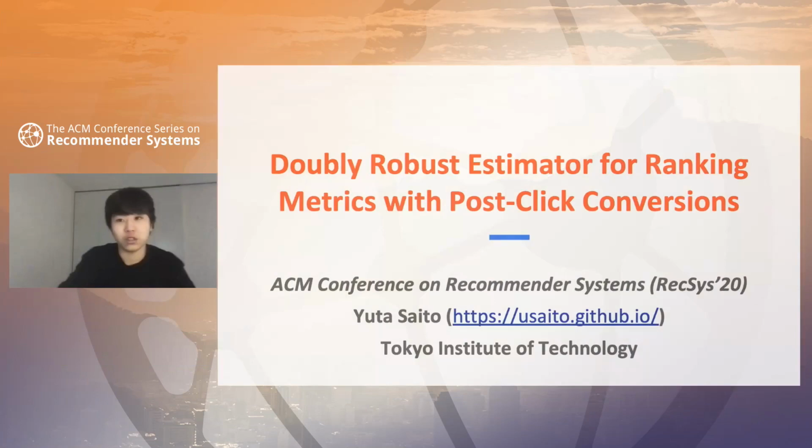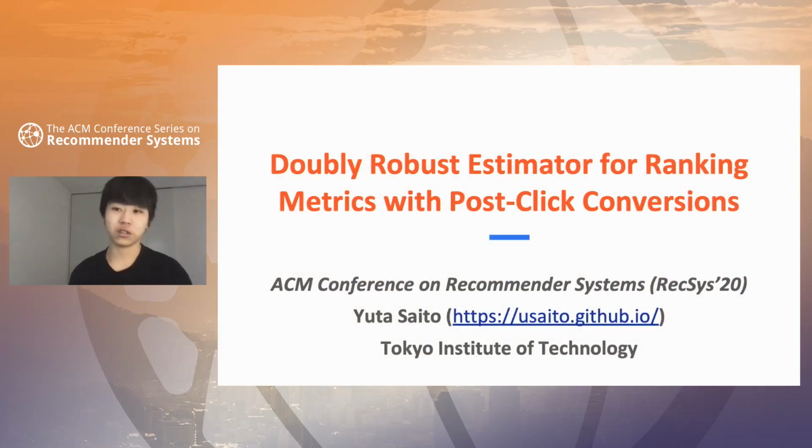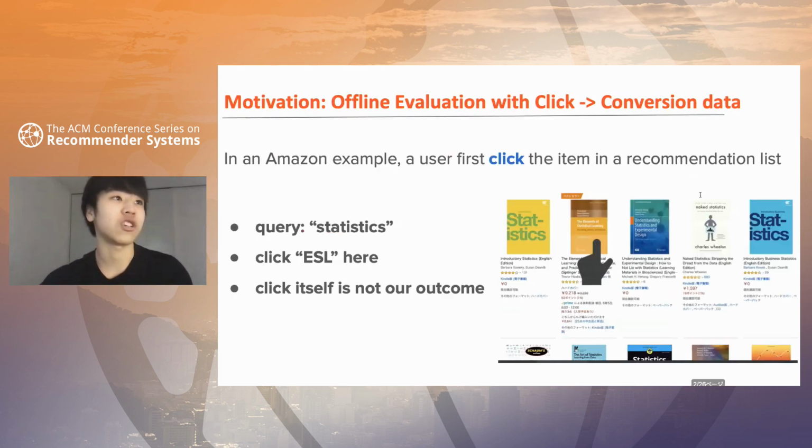Okay. Hello, everyone. My name is Yuta Saito, an undergrad at the Tokyo Institute of Technology, Tokyo Tech, and today I'm going to talk about my paper, doubly robust estimator for ranking metrics with post-click conversion. In this work, I study the offline evaluation of recommender systems using click and conversion, a two-stage user feedback setting often observed in e-commerce recommender systems.